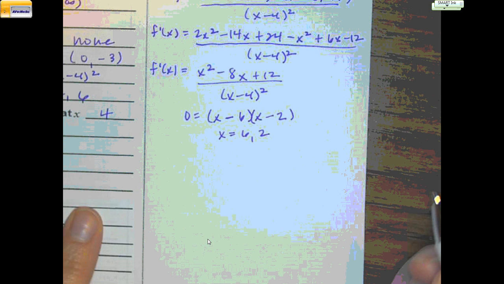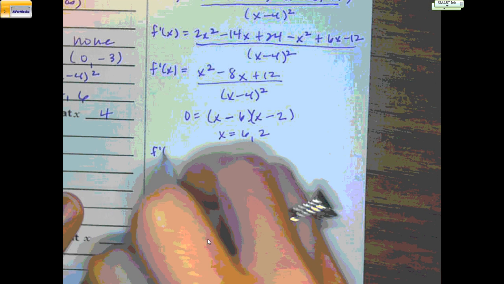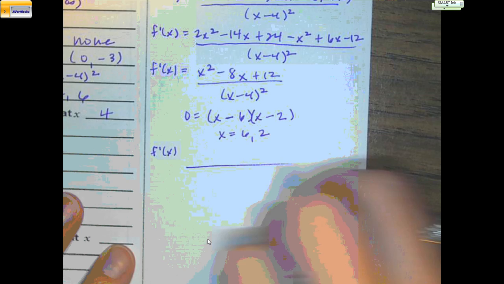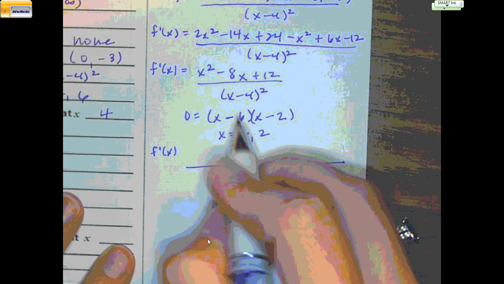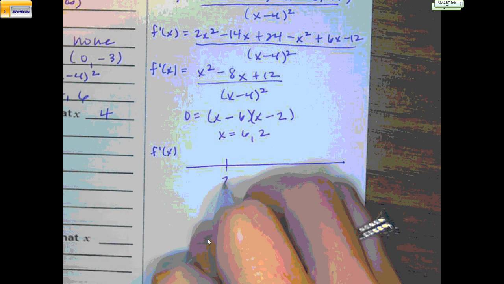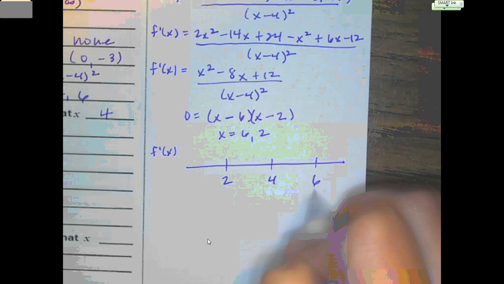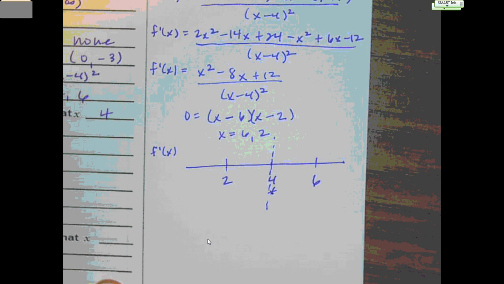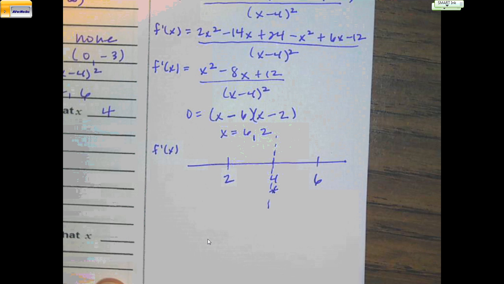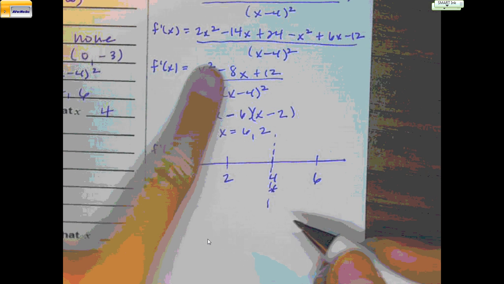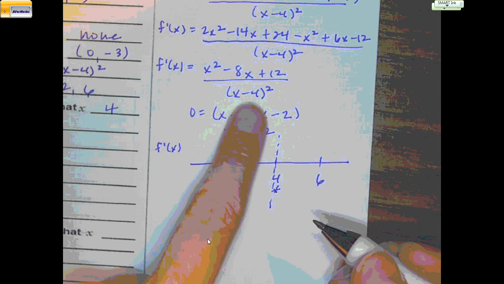So now for increasing and decreasing, we do our number line. And what numbers do I put on there? 2, 4, and 6. All of them. 2, 4, and 6. Good. And I'm going to put a little star by the 4 so I remember that's where there's an asymptote. So if I plug in a 0 into the derivative, I'm going to get a positive on top and a positive on bottom, so that's a positive.